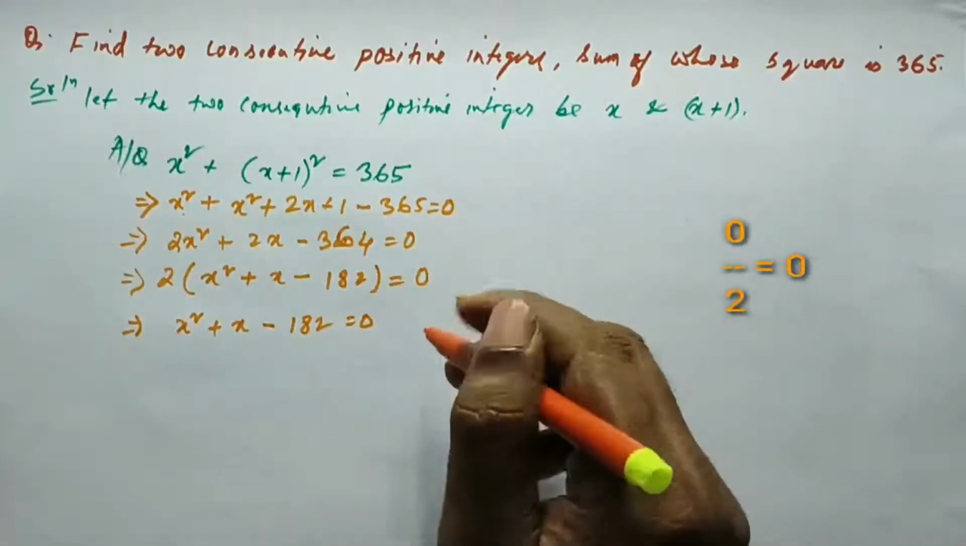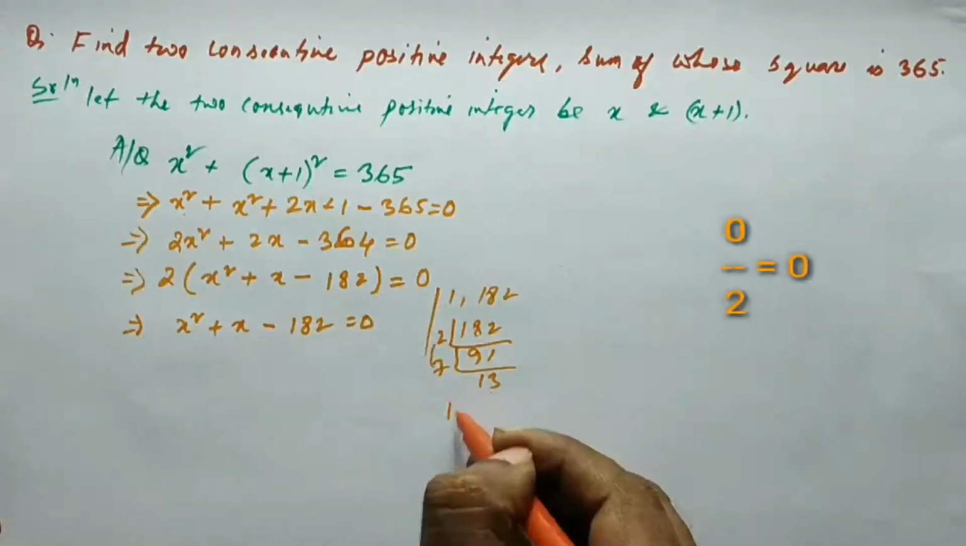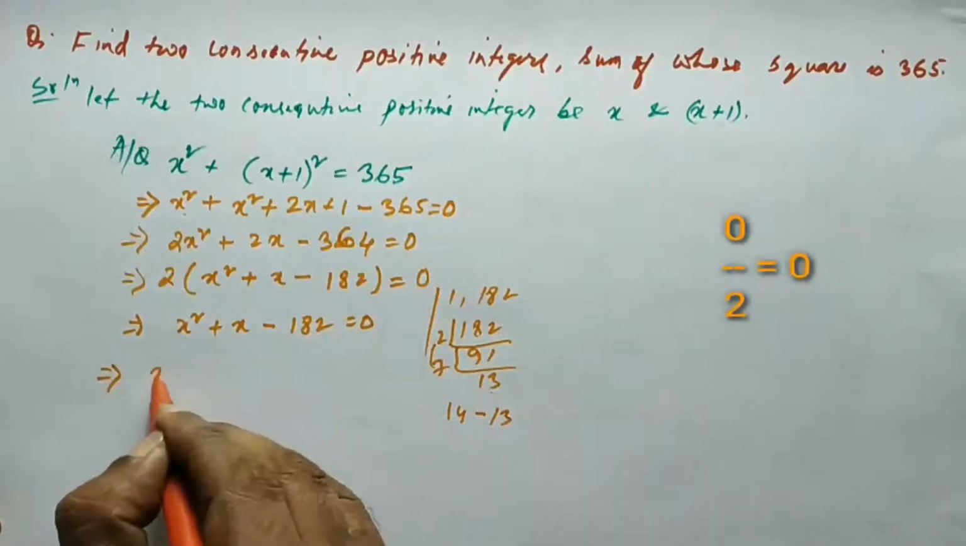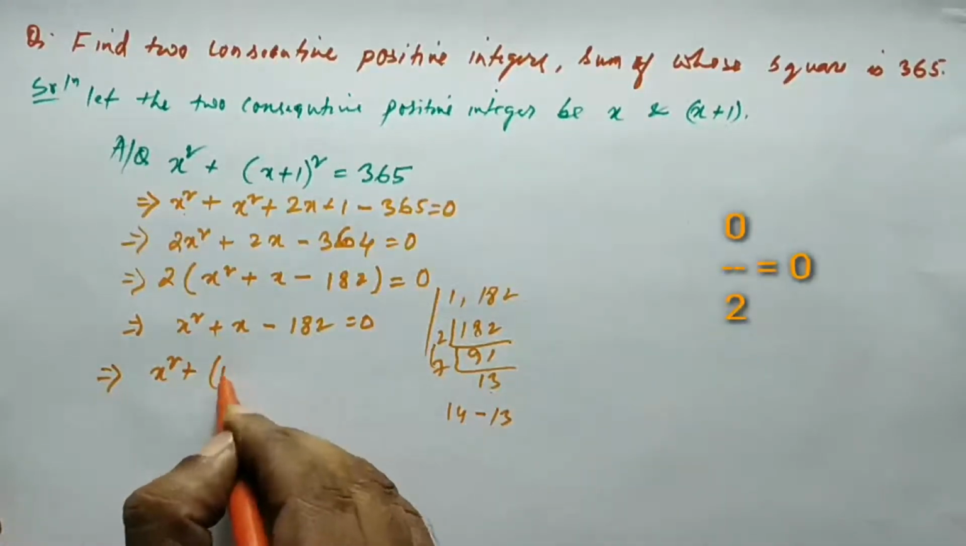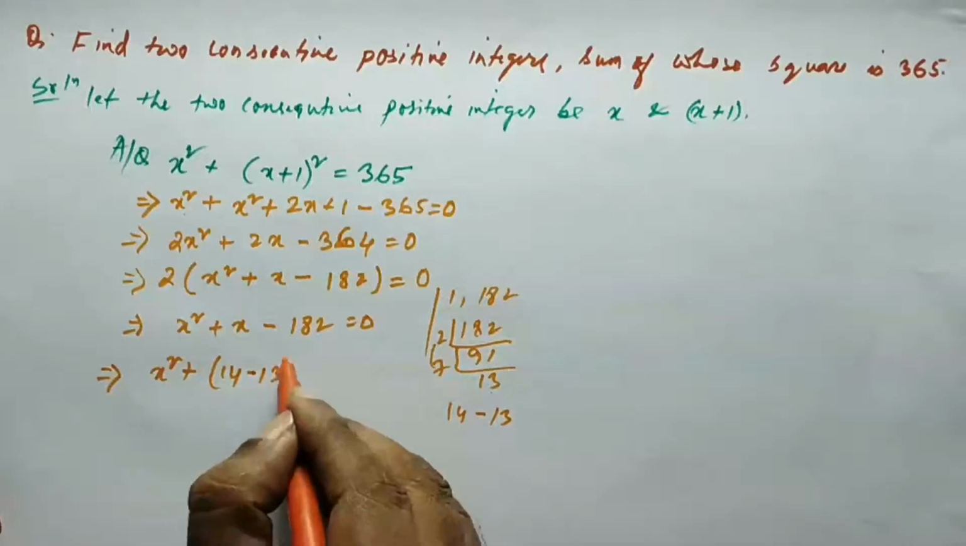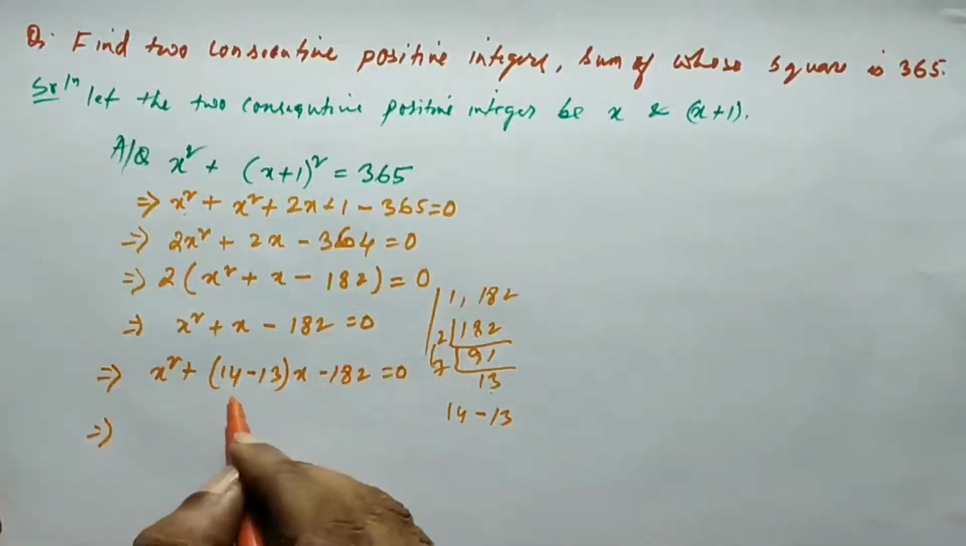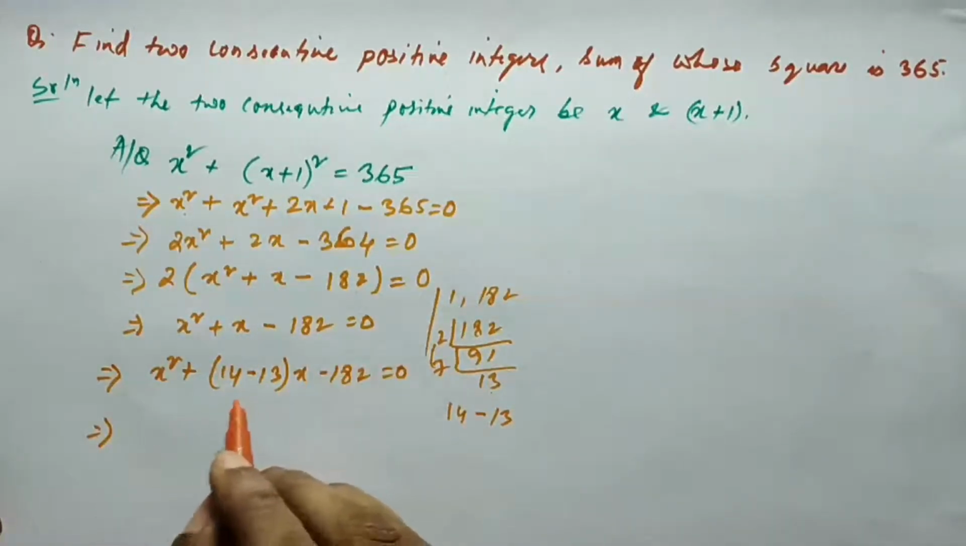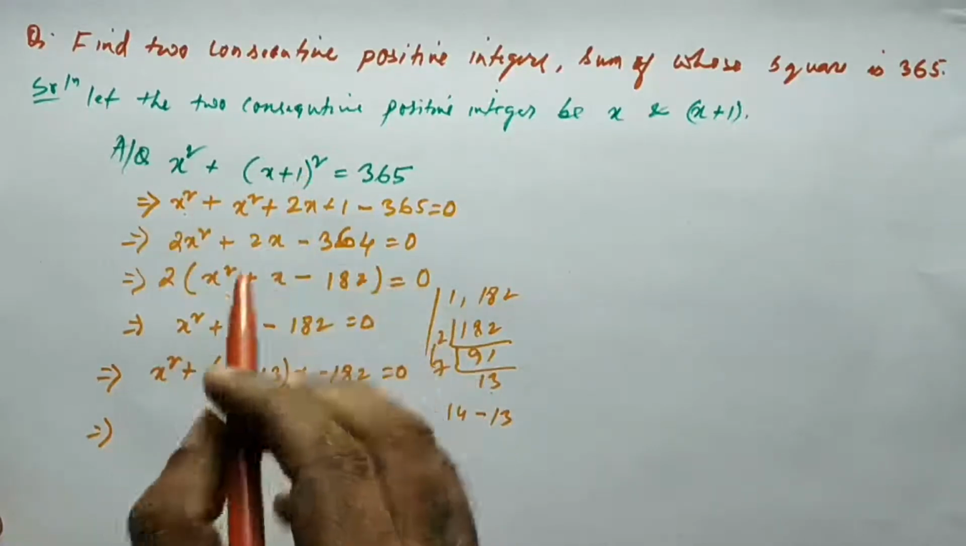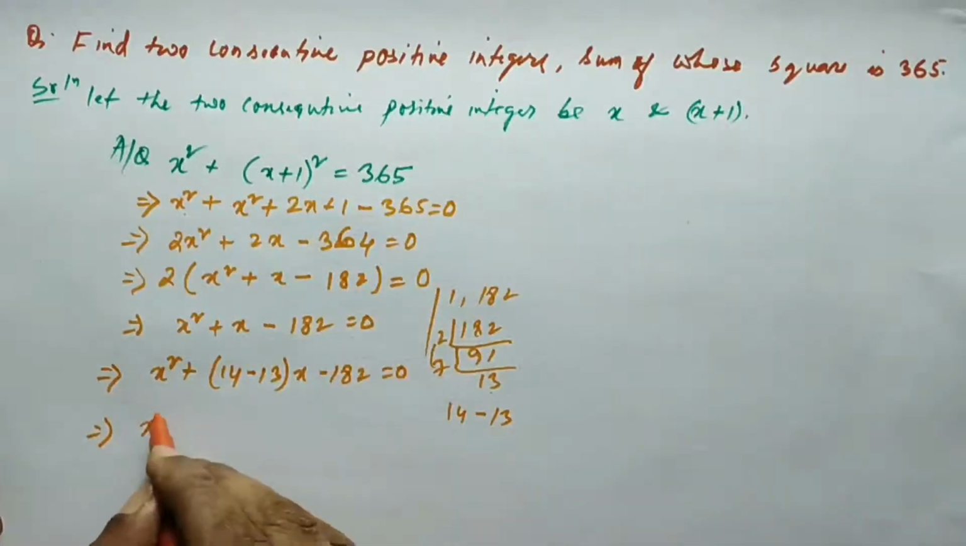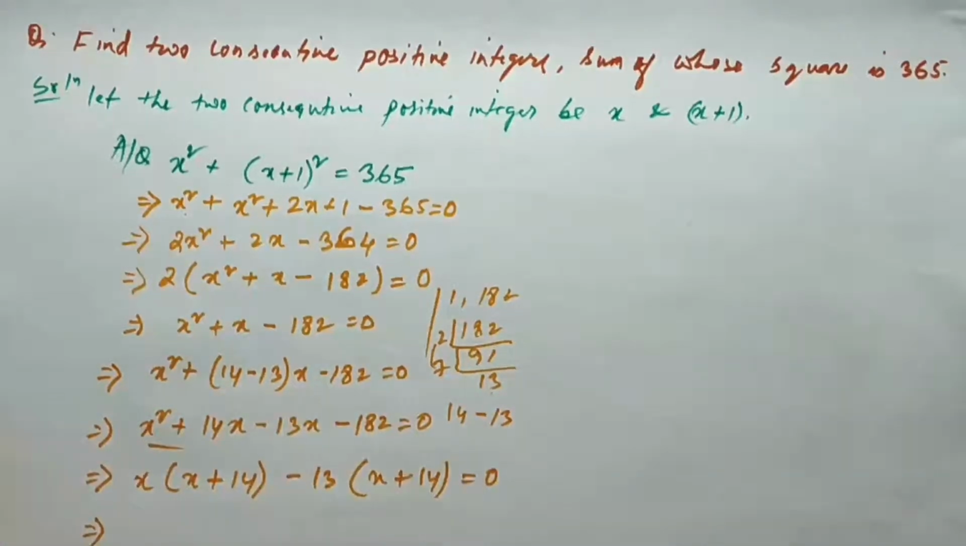As previously we solved, so plus 14 minus 13, x square plus 14x minus 13x is our middle term. It is a bit similar with the previous one, but there is a fact. It is saying consecutive positive integer. So after solving only we shall know. Now we open the bracket: x square plus 14x minus 13x minus 182. We take common here x, within bracket x plus 14, minus 13 common, x plus 14 equal to 0.